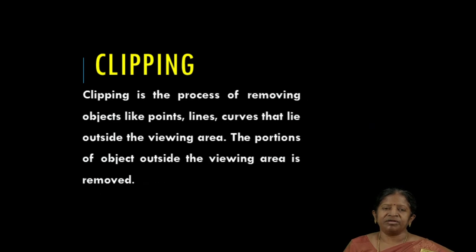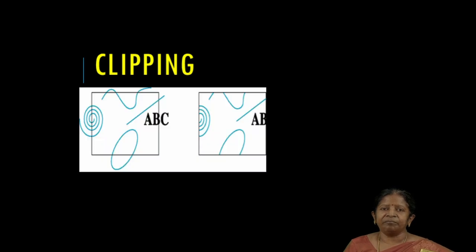Clipping is the process of removing the objects like points, lines and curves that are outside the area of interest. The objects which are outside the area of interest are removed from view. This is done by clipping. So here there is an illustration.